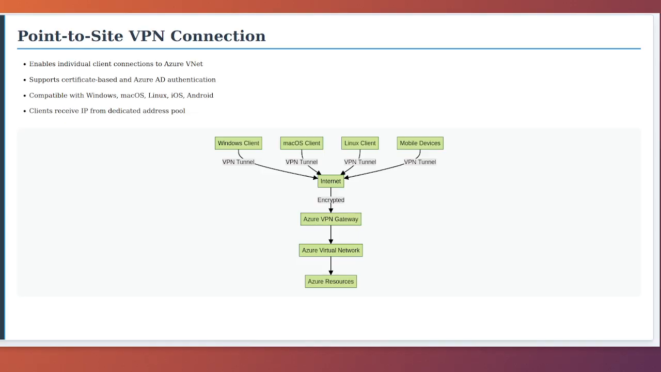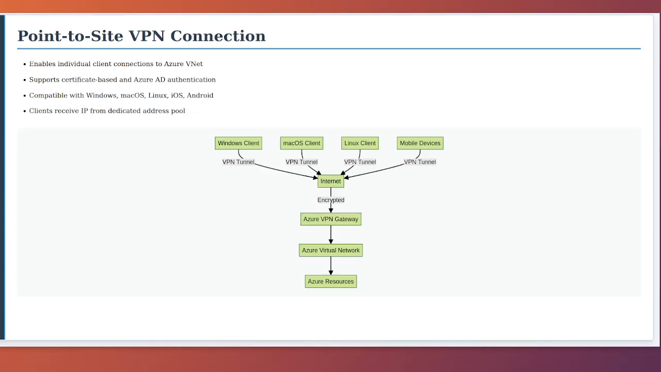For Windows and Mac OS clients, you can download a VPN client configuration package from Azure that includes all necessary settings and certificates. This package configures the native VPN client on these operating systems. For Linux clients, you can use the StrongSwan VPN client configured with the appropriate settings. Mobile devices running iOS and Android can also connect using native VPN capabilities or third-party OpenVPN-compatible clients.